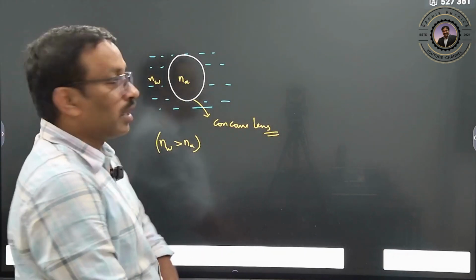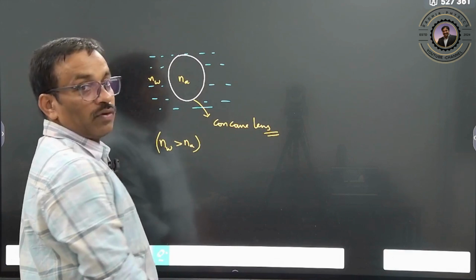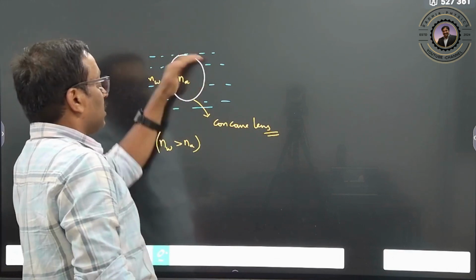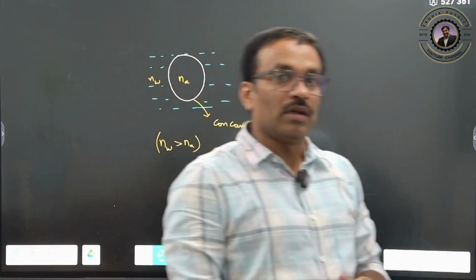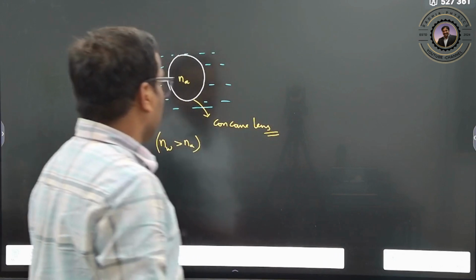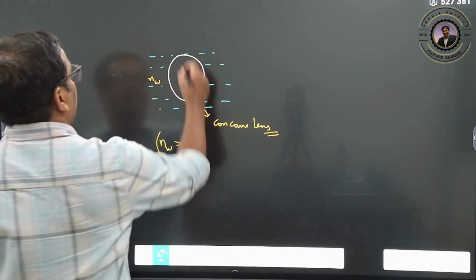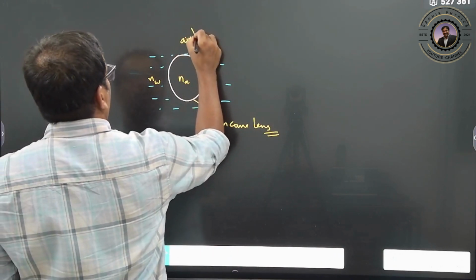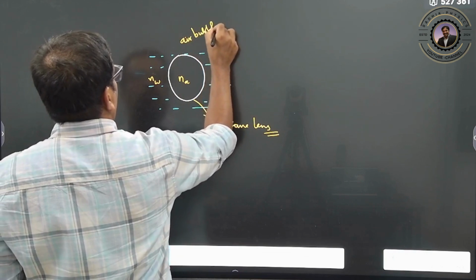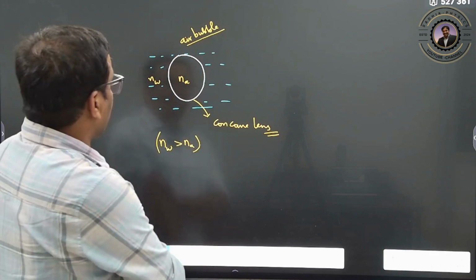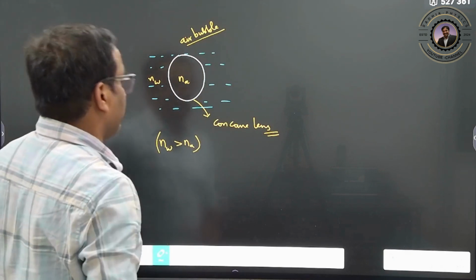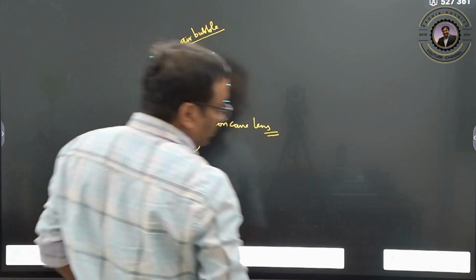Clear? So, it is going to behave like a concave lens, even though the surface is convex, because the refractive index is lesser than that of the surroundings. So, the air bubble inside the water will behave like a concave lens. Clear? Now let us see one more thing.